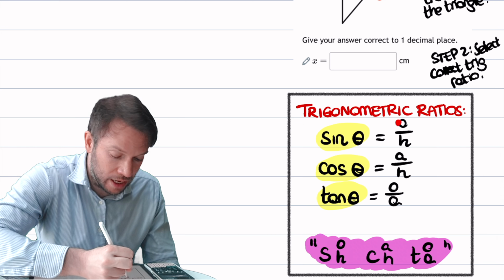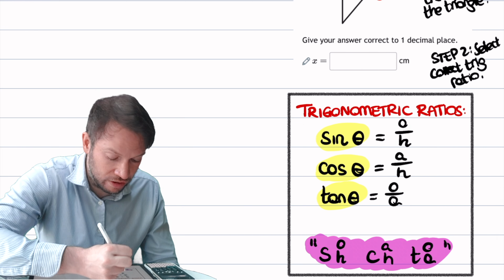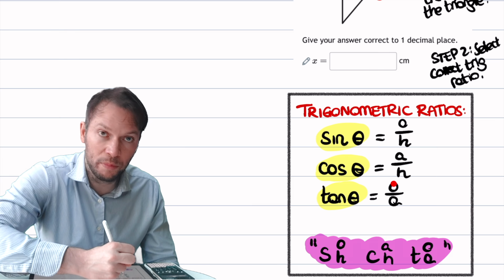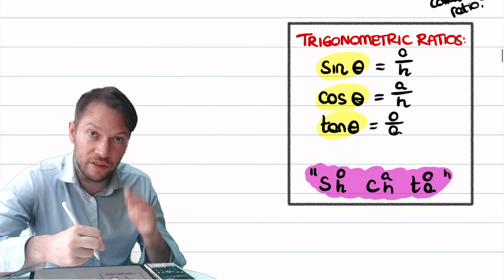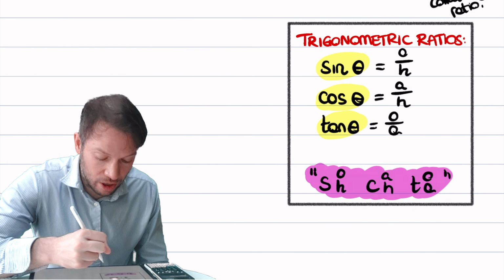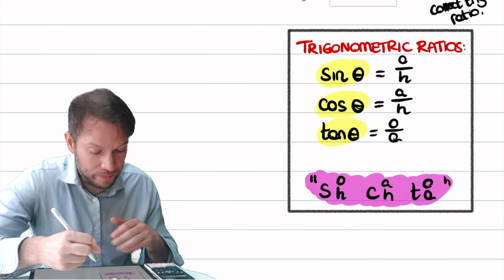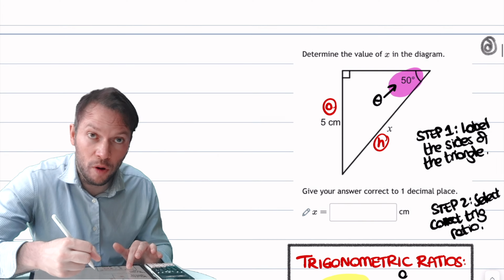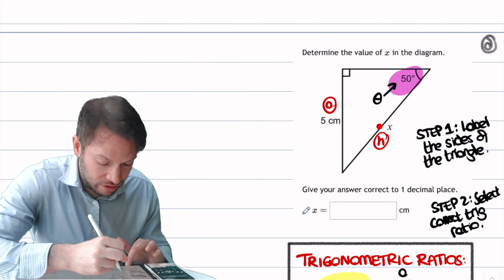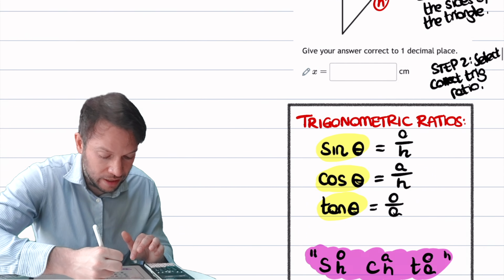So it might be the relative sides of the opposite and the hypotenuse, or the adjacent and hypotenuse, or the opposite and adjacent. And remember, the nice way to remember it is this mnemonic, SOHCAHTOA, because sine of the angle is opposite over hypotenuse, etc. So in this particular case, we've got the opposite and the hypotenuse. O and H, we can see it's this one here, so it's sine.